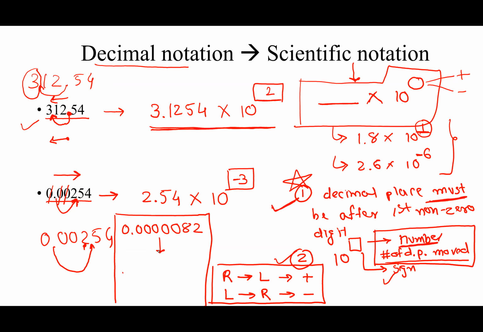Are we supposed to say it or write it? Say it. 8.2 times 10 to the negative 6. Negative 6. It was a lot of zeros.